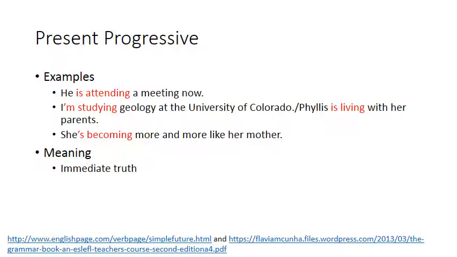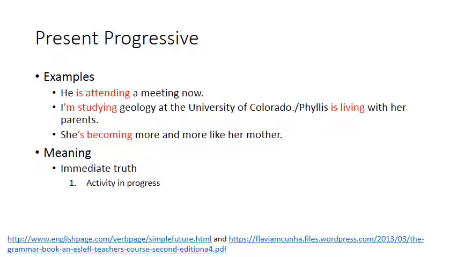The first thing that we need to keep in mind whenever we see the present is that the present has a meaning of immediate truth. So what we're saying whenever we use the simple present or the present progressive is that right at this point in time, this thing that I am saying is true. The first example is the most common that we learn when we learn the present progressive, an activity in progress. He is attending a meeting now. So it's something that is happening right at this moment.